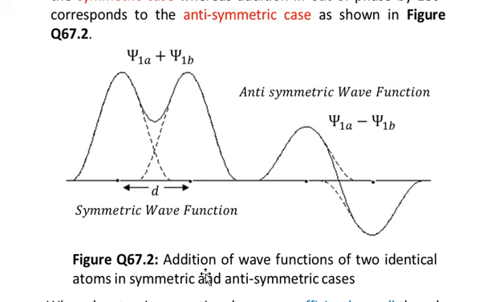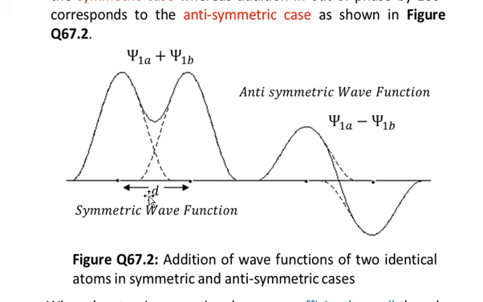The caption of the figure is addition of wave functions of two identical atoms in symmetric and anti-symmetric cases. On the leftmost we get the symmetric case, in which we have the addition of psi1a plus psi1b with a positive sign. This positive sign means that both wave functions, psi1a and psi1b, are in phase, and we are simply adding them together. The shapes of the wave functions are shown over here.